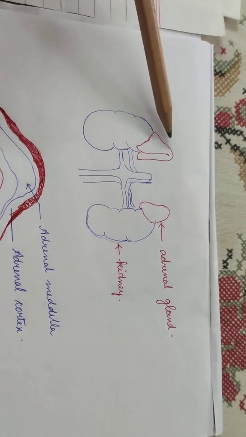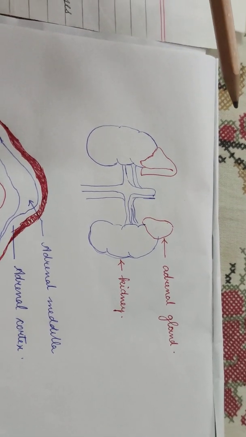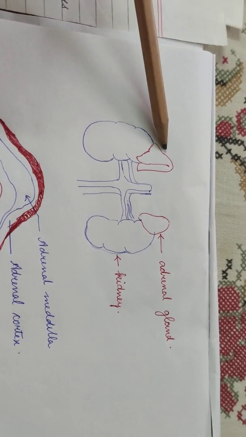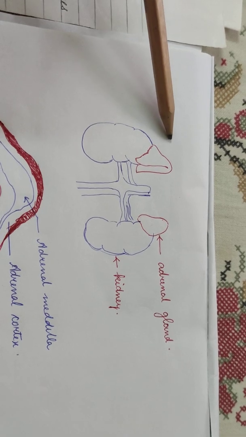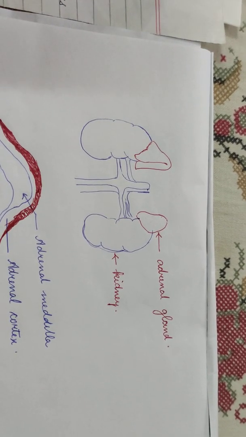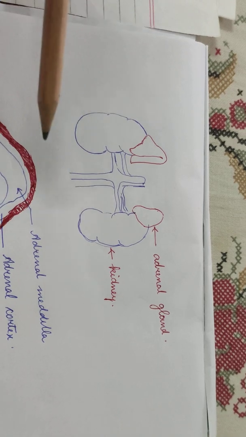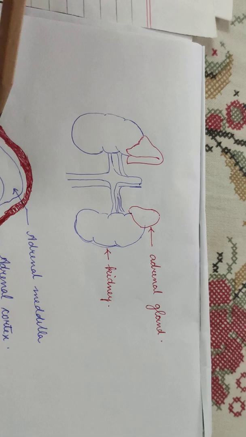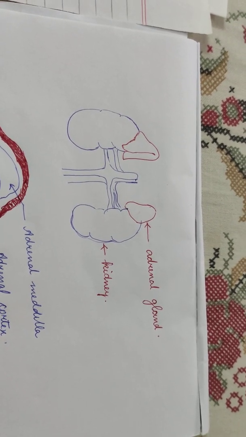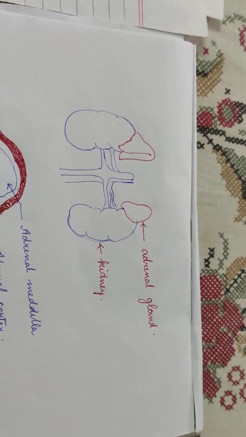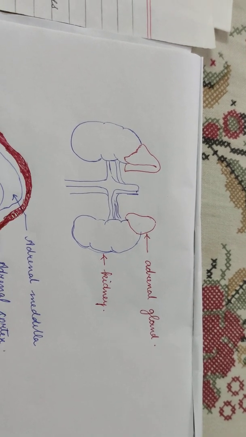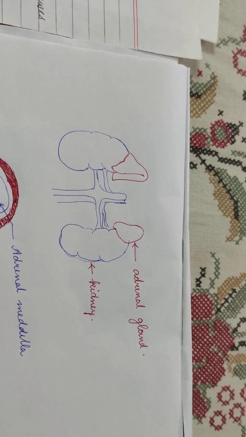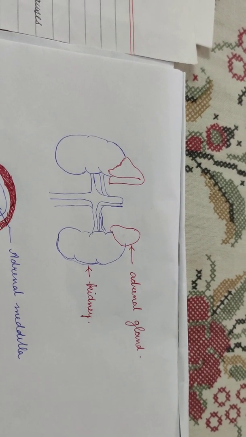The adrenal glands are paired structures located on top of the kidneys. They are small, conical-shaped, yellowish glands composed of two distinct parts on dissection: an outer adrenal cortex and an inner adrenal medulla. Adrenal glands originate from mesoderm and ectoderm.